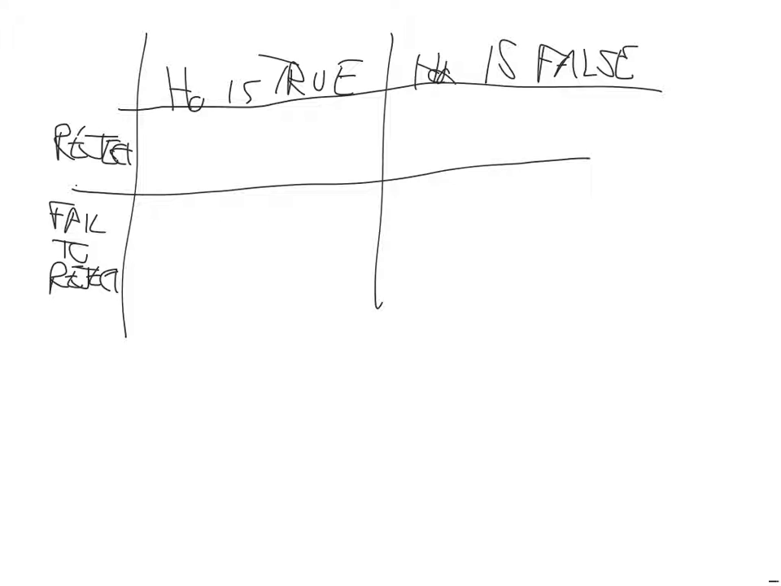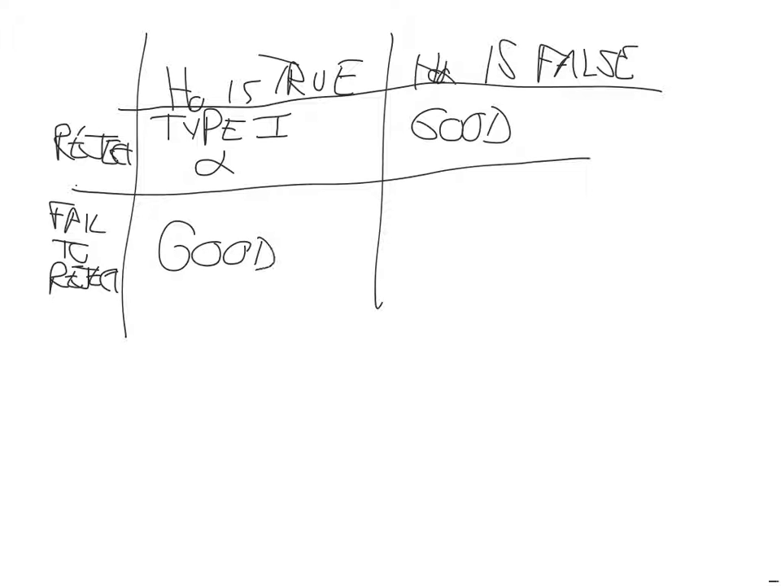Okay, when we reject H0 when H0 is true, that's bad. That's your Type 1 error. There's your alpha again. Okay? When we reject H0 when H0 is false, that's good. When we fail to reject H0 when H0 is true, that's good. When we fail to reject H0 when H0 is false, that's bad. That's your Type 2 error. There's your beta.